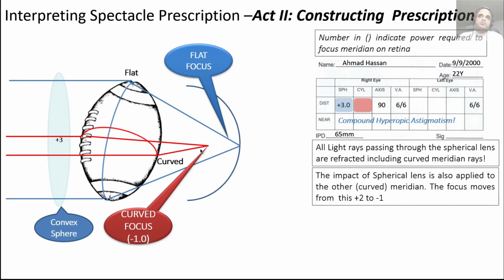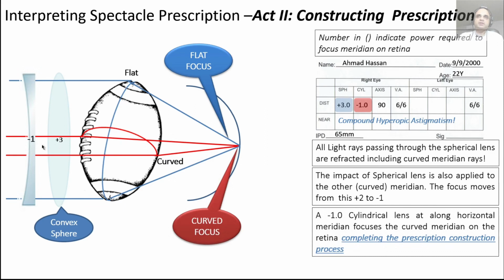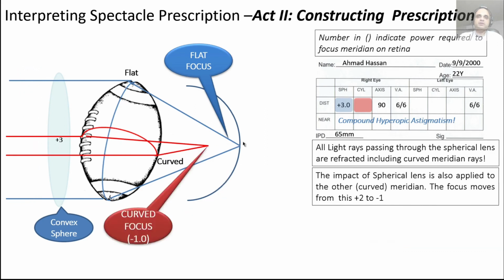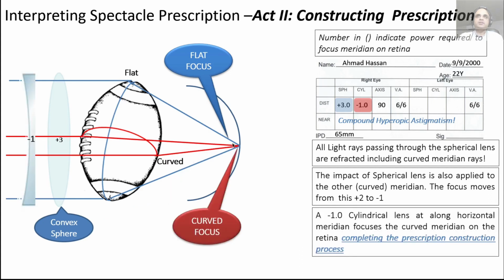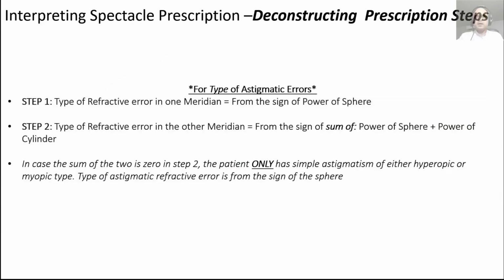And now we need to push this meridian back by using a cylindrical lens. We don't want to use another sphere because it will disturb the first focus, the flat focus. So we use a cylindrical lens, it goes back. So now we have constructed our prescription back from the deconstruction that we had. So our deconstruction was right. So these are the steps that are involved, and you will also use them when you're solving the questions that will be presented to you in the next few slides.